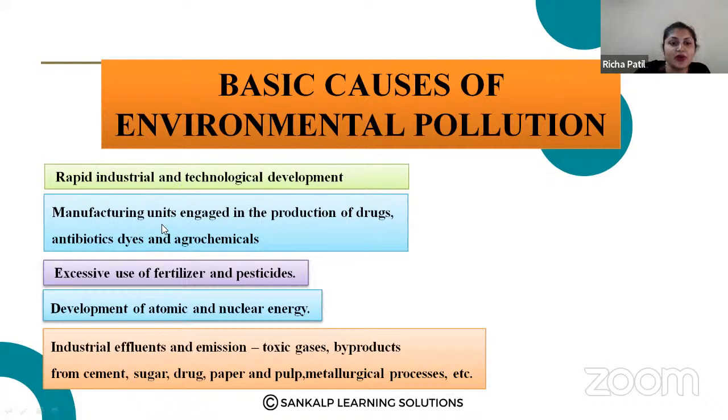Second is manufacturing units engaged in the production of drugs. When you are formulating medicines, different types of drugs, antibiotics, dyes and agrochemicals, and the fertilizers and pesticides used in agriculture, these manufacturing units produce a lot of waste. When this waste is thrown into the environment, it produces environmental pollution. They are hazardous.